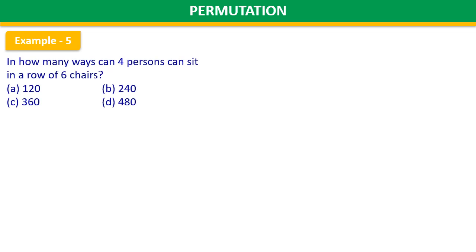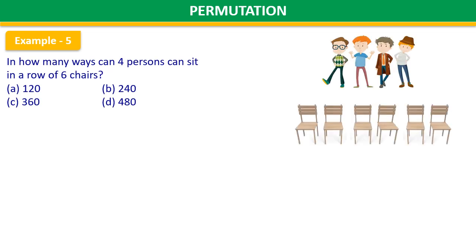Let us understand permutation with a simple example. In how many ways can 4 persons sit in a row of 6 chairs? Now here, out of the 6 chairs, first of all, they need to select any 4 chairs to sit. And from those 4 chairs, they can arrange themselves in a total of 4 factorial ways. So 6P4 will be equal to 6C4 multiplied by 4 factorial. 6C4 is required to select any 4 chairs out of 6 chairs. And out of the 4 selected chairs, the 4 persons can arrange themselves in 4 factorial ways.